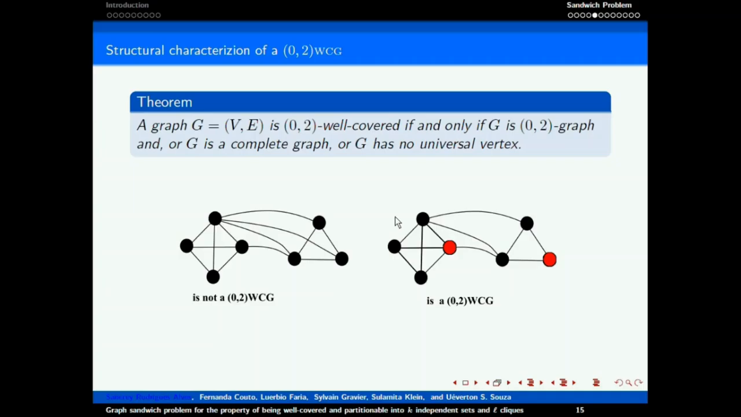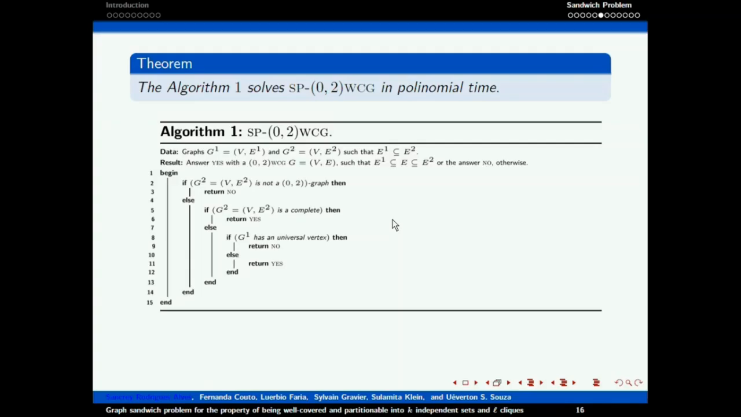This is the algorithm which solves the sandwich problem for 0-2 well-covered graphs. We will provide the execution of the algorithm in steps for a better comprehension. Remember that the sandwich problem for 0-2 WCG consists in, given two graphs G1 and G2, where G2 is a supergraph of G1, finding a graph G, if it exists, that contains all the edges of G1 and additionally as many edges of G2 as necessary in order to obtain a graph G which admits a 0-2 partition and is well covered simultaneously.